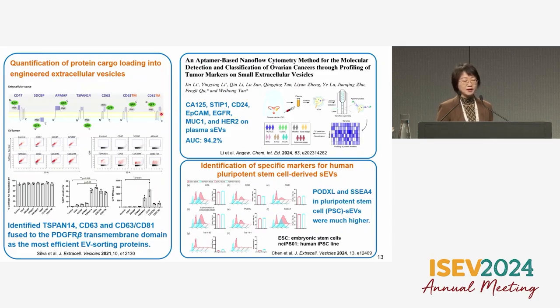And so the commercialized nanoflow cytometers have been adopted extensively by researchers globally. They use this to quantify protein cargo loading into engineered EVs, and also to profile tumor markers on the EV surface using aptamers, for ovarian cancer diagnosis, and also for identification of specific markers of stem cells. Here are just some examples, but all these are done just by single fluorescence detection.